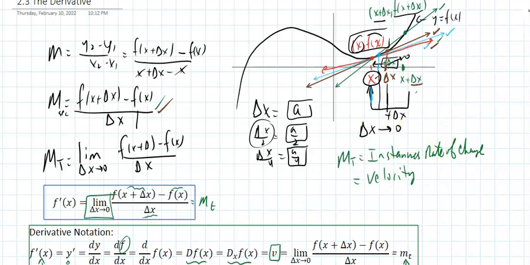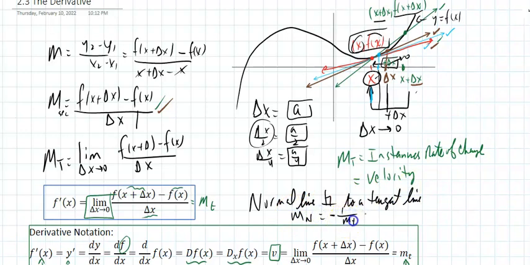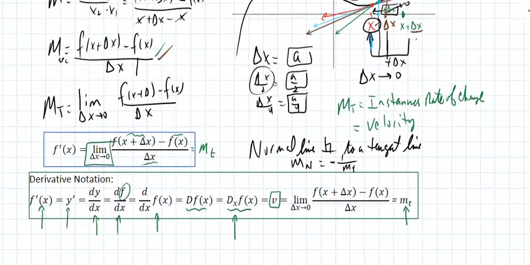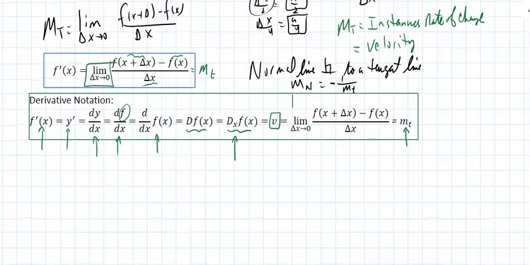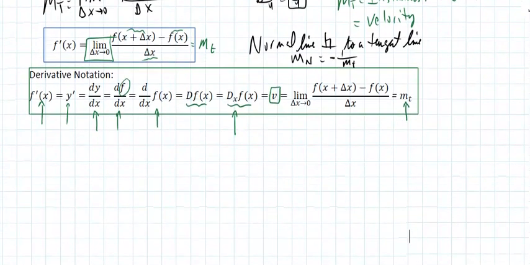And I do want to point out a normal line is perpendicular to a tangent line. That indicates the slope of the normal is -1 over the slope of a tangent, the reciprocal. And let me just demonstrate really quick how this works and why those are useful.